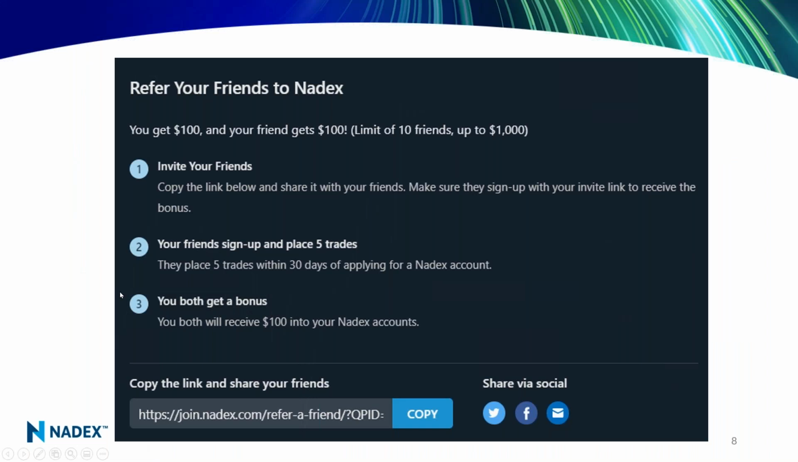Let's get into, oh, by the way, I always forget that I have this in here. If you're new to Nadex, or even if you've been around for a while, something that a lot of retail traders like to do is trade with their friends. It's a bit of a social activity.